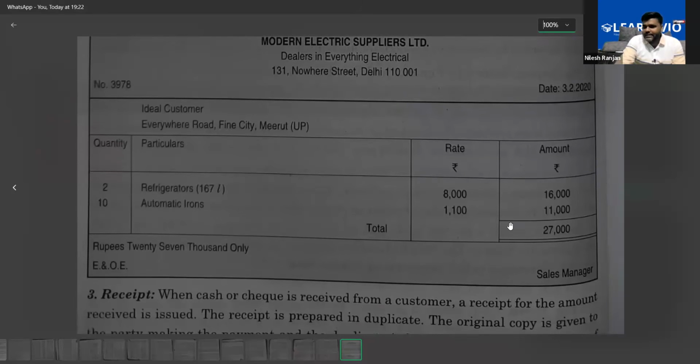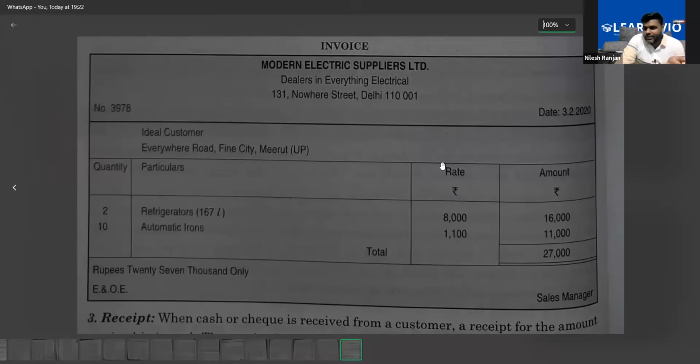Then the detail of all the items with rate, quantity and amount. Quantity is here, rate is here, amount is here. Actually, it is not the same in every situation. Quantity can be written along with rate also. So there may be a little bit of change, it doesn't matter. You can change it also in preparing the invoice. Then the signature part, sales manager here. So this is the invoice, but there are no details of debit and credit.